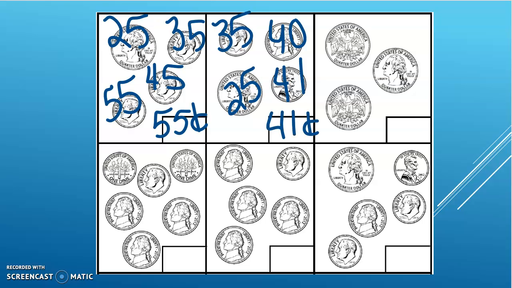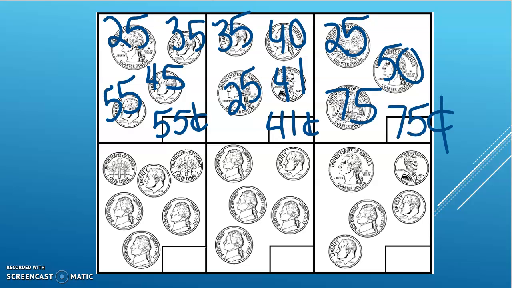All right, the next one we're just counting by quarters, by 25s. So we have 25, 50, plus 25 more, 75. Our total is 75 cents.